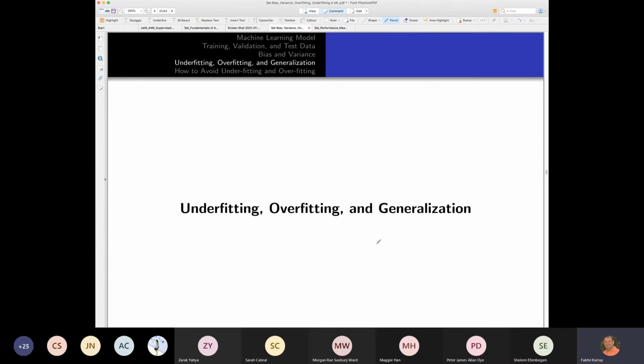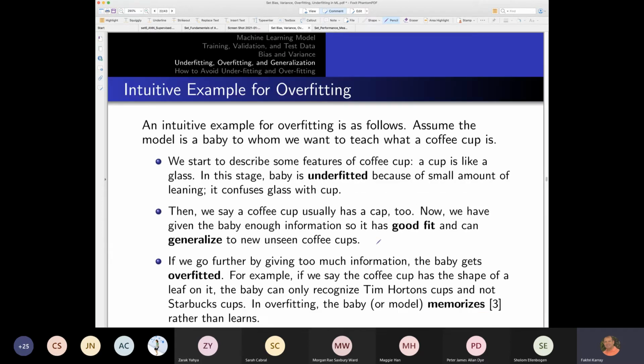Let's look now at the notion of underfitting, overfitting, and generalization. So we spoke here about correlation, about bias, about variance, about testing data, about validation data, about training data. Let's look at the notion of underfitting, overfitting, and generalization in a machine learning system. So let's look at this particular example for overfitting.